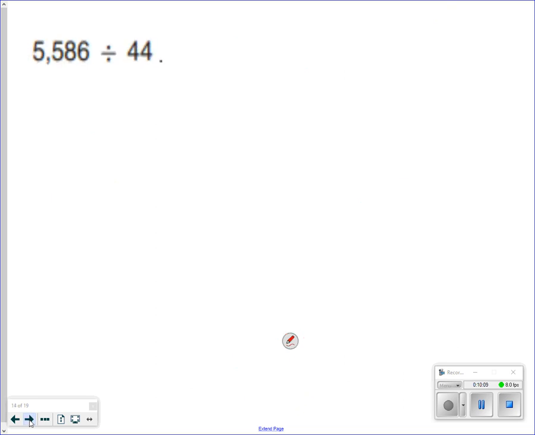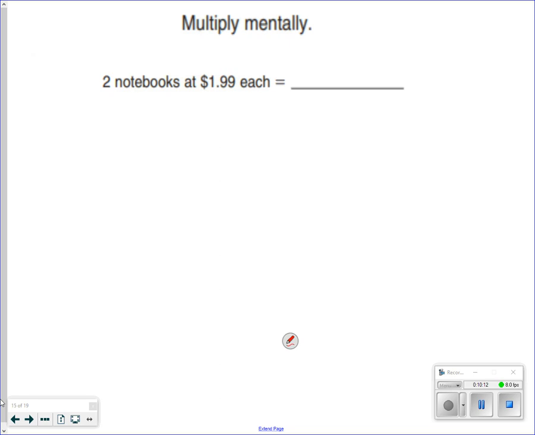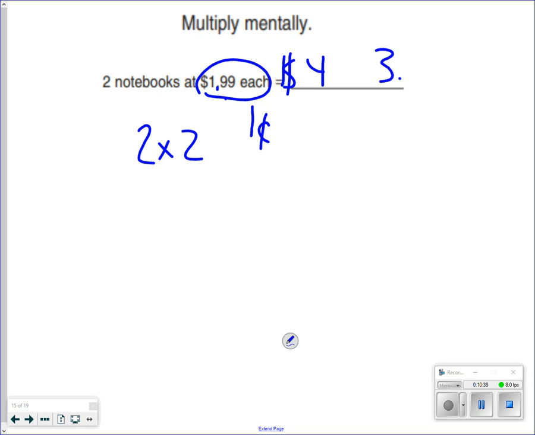I could keep doing some practice problems that probably bore you, but we're going to move on to the mental math. We bought 2 notebooks at $1.99 each. Multiply mentally. Well, if one notebook is $2, 2 notebooks would simply be 2 times, I'm going to round this to $2, which would be $4. But take a look here. It wouldn't be $4, because this is 1 cent less. So it would actually be $3.98, because each notebook is 1 penny less than $2. So that makes sense. I'll do another one.